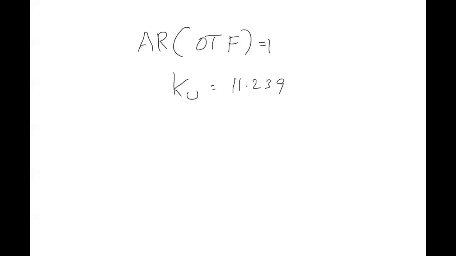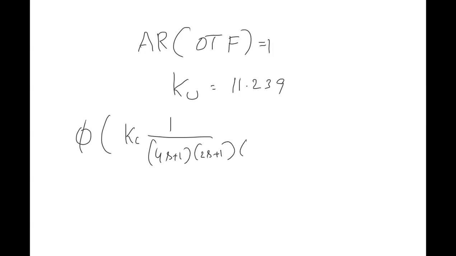See, the solution is: phase angle of the open loop transfer function Kc into 1 by 4s plus 1 into 2s plus 1 into s plus 1 is equal to minus pi. Phase angle of Kc.